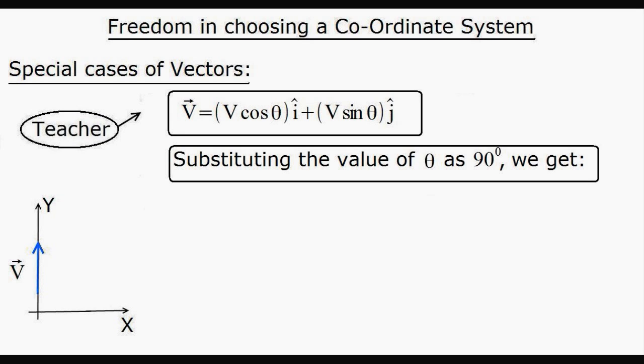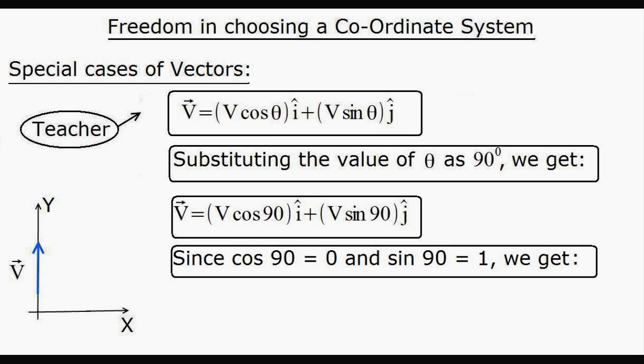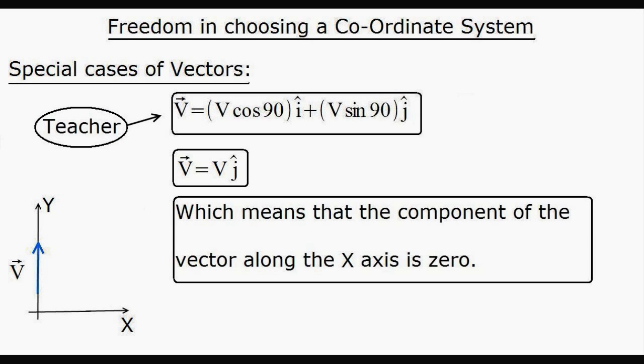Substituting the value of theta as 90 degrees, we get V bar is equal to V cos 90 times I hat plus V sin 90 times J hat. Since cos 90 is equal to 0 and sin 90 equals 1, we get V bar is equal to V times J hat, which means that the component of the vector along the x-axis is 0.